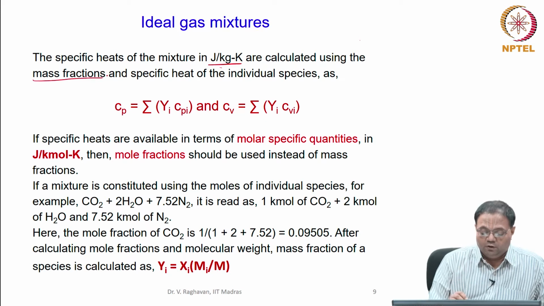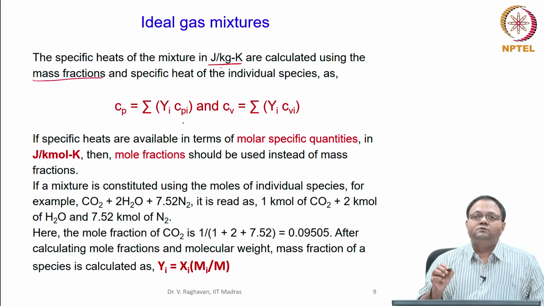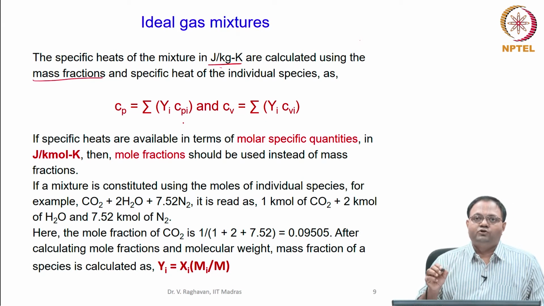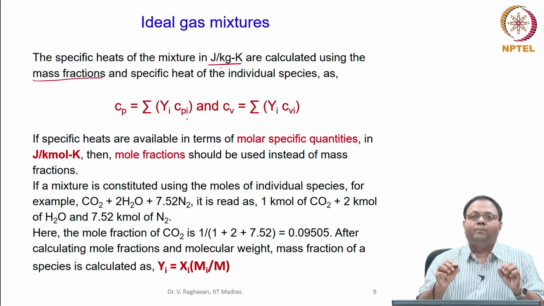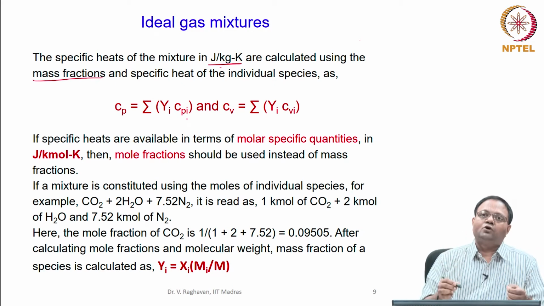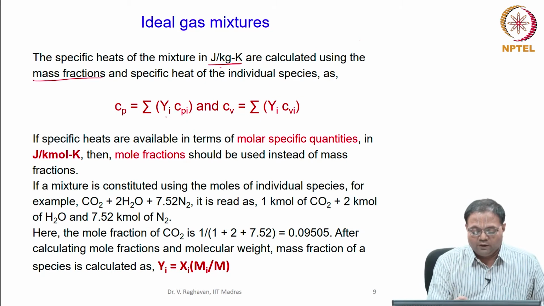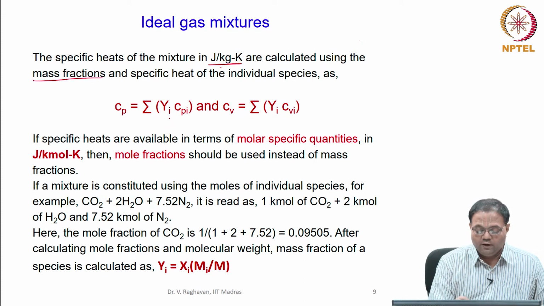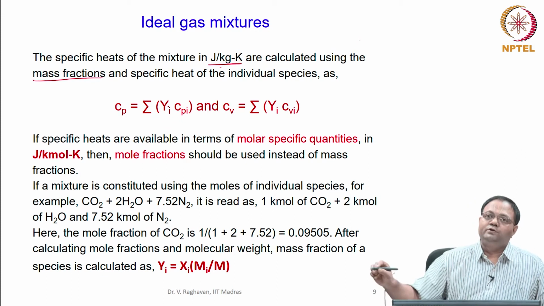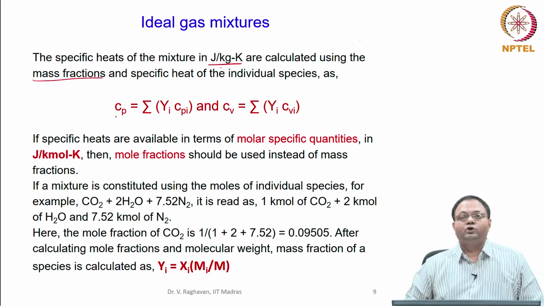So, for example, you know the individual Cp values of every component in the mixture. Cpi is the specific heat of the ith component at constant pressure, and that is multiplied by its mass fraction, Yi into Cpi. Then sum it up for all the species, and you will get the Cp of the mixture.